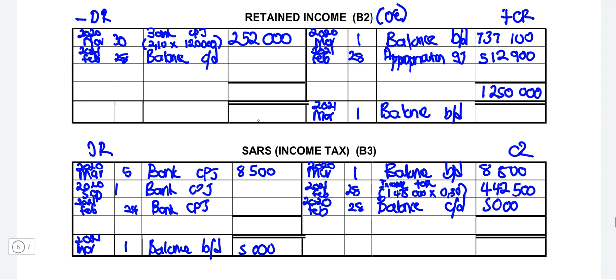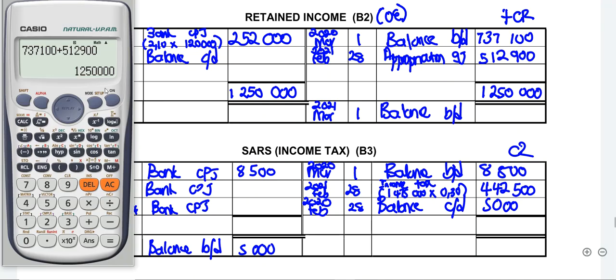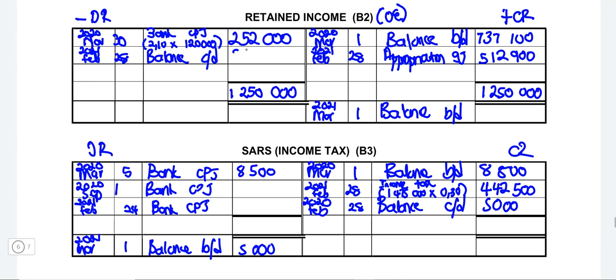So we'd have 1,250,000 this side, and then also 1,250,000 this side. Then it means that we can use this to get our new balance for the retained income. So we'll take this amount and say minus 252,000, and it gives us 998,000. So our new balance for retained income is 998,000. Okay, so we are done with our retained income.